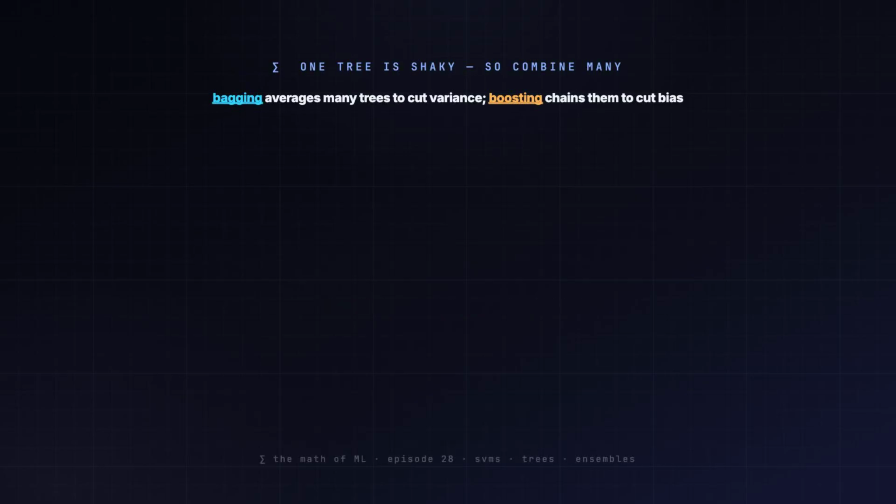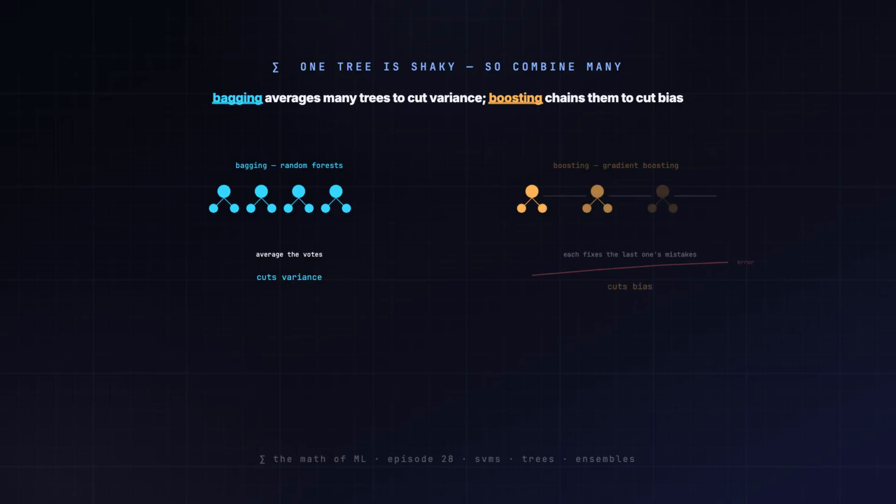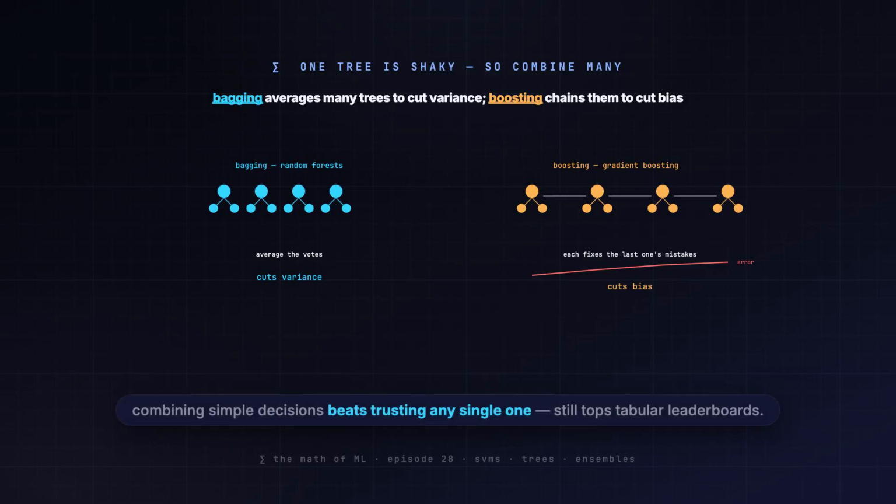This math is everywhere. Max margin classifiers powered a decade of text and image classification before deep nets, and kernels let them bend around nonlinear data. Information gain is the engine inside every decision tree, and ensembles glue it together. Bagging, random forests, averages many trees to crush variance, while boosting, gradient boosting, stacks weak trees to chip away at bias. That's why these still top the leaderboards on tabular data.